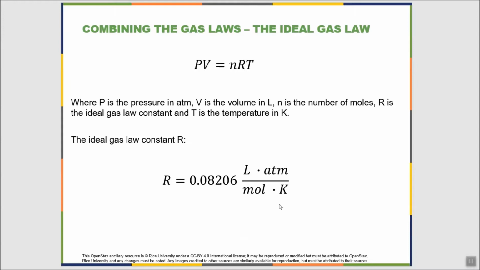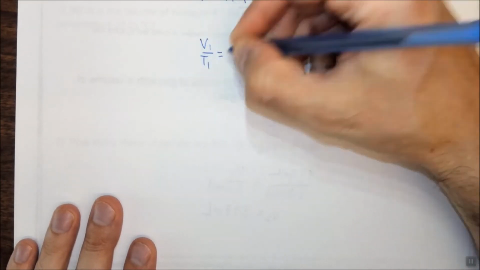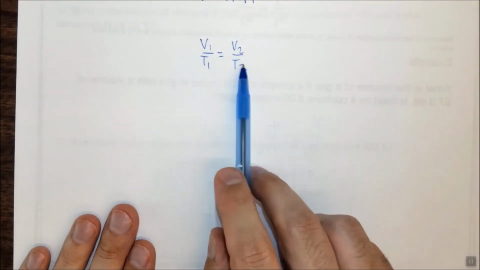Another thing that I want to point out before we move on to going through a couple of examples is, if we look at PV equals nRT, let's pick two variables that are on opposite sides of the equation. I'm going to pick volume and temperature. If you notice that they're on opposite sides of the equation, it means they're directly proportional. V1 over T1 equals V2 over T2. This is called Charles's Law.